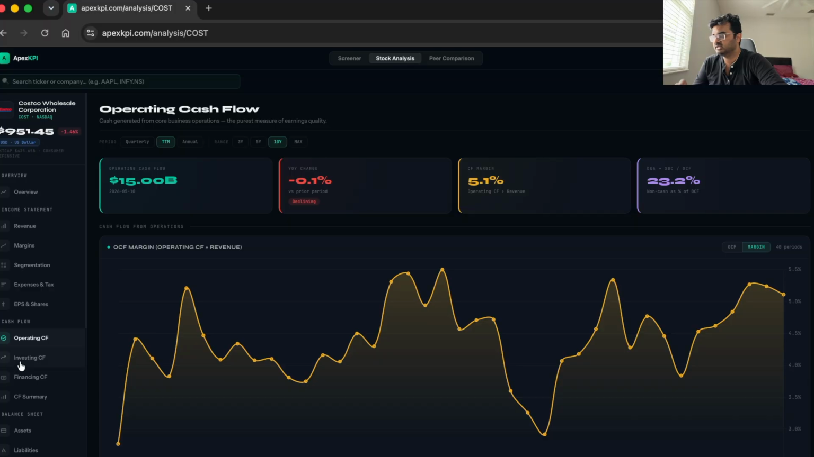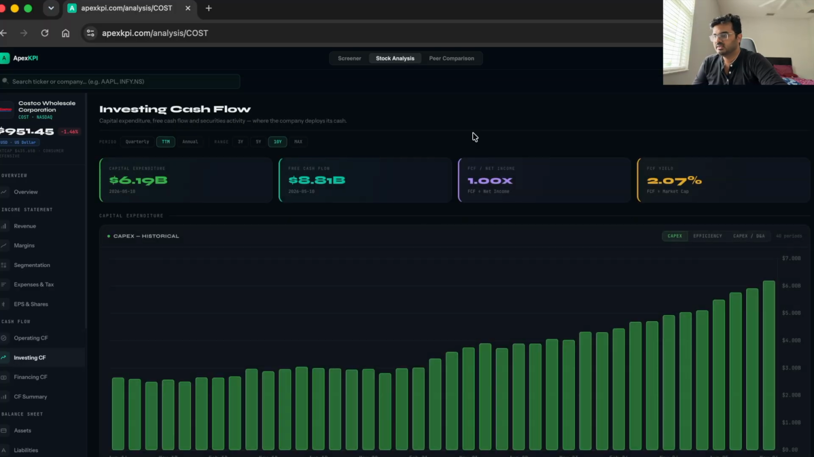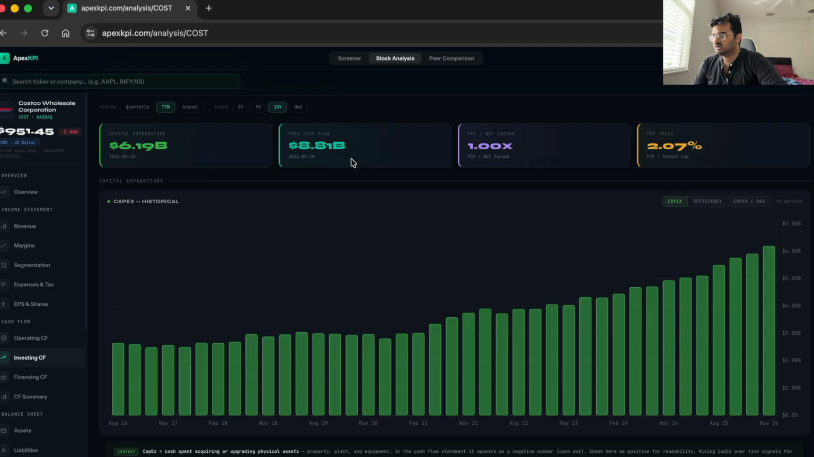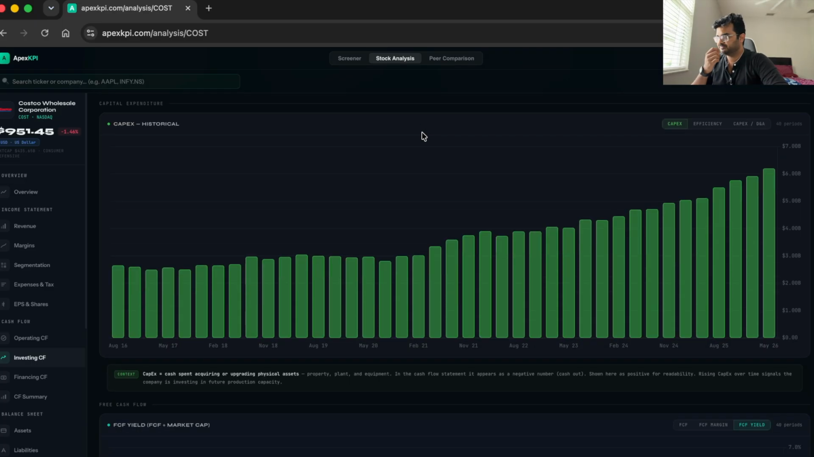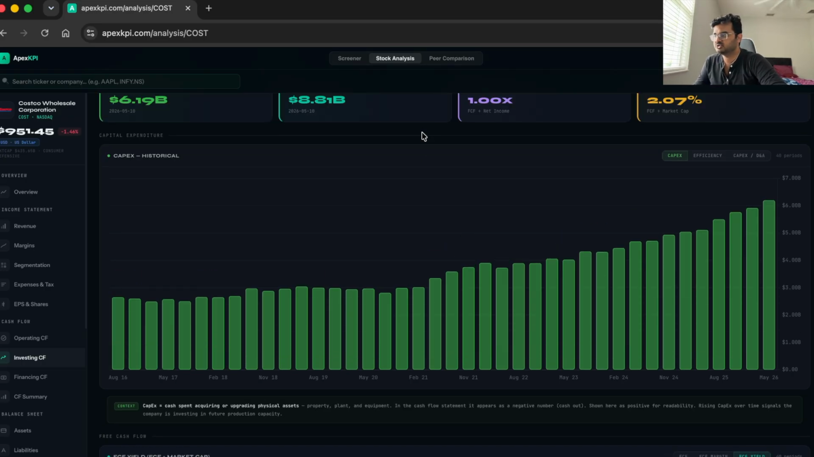Now let's move on to the investing cash flow. In the investing cash flow, again, I'm looking at the trailing 12 months for a 10-year period. The first thing in investing is capital expenditure, or in short, capex. For any growing business, you would expect the capex to grow historically. That's what we are seeing. Maybe for the first 3 years here, it's not growing.